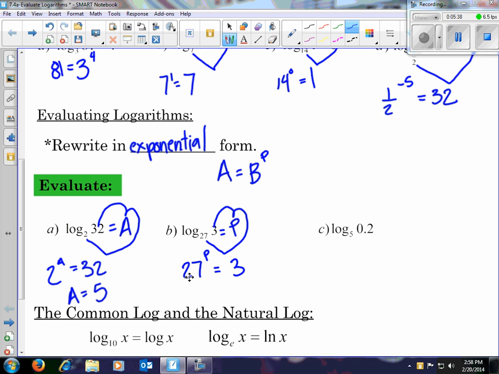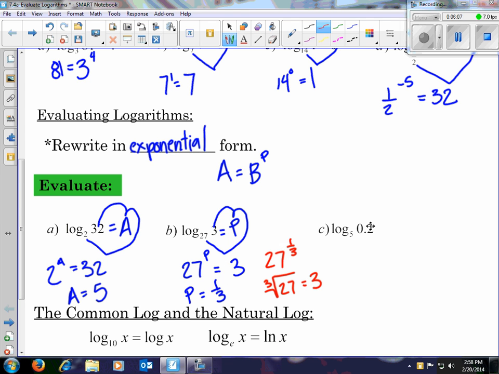Now I know the cube root of 27 is equal to 3, so what I can do is just make this a fraction so that I end up with a cube root. So I'm going to say P is equal to 1/3. Now if I say 27 to the 1/3 power, you would rewrite it as the cube root of 27, which is equal to 3. So P is equal to 1/3.